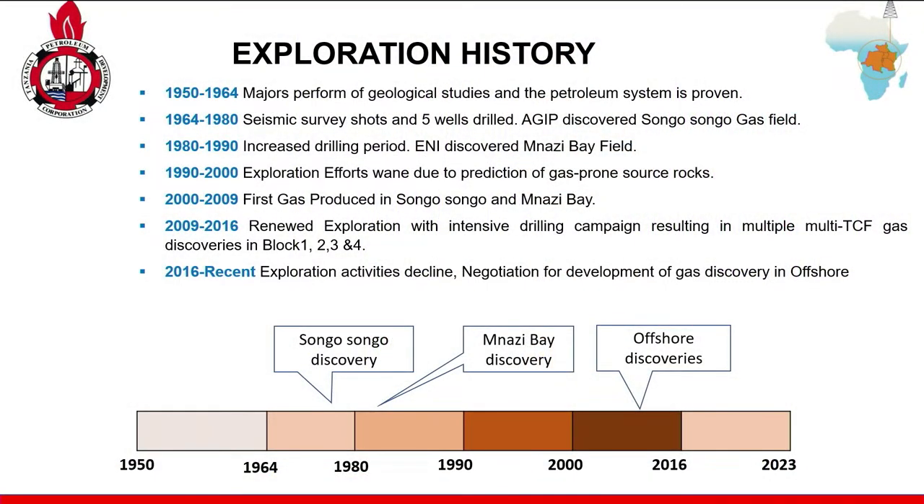So exploration history in Tanzania dates back to 1950, and at that time activities were mostly in coastal areas, and later some companies, BG and Shell, concentrated mainly on the coastal area and islands, that's Pemba and Unguja. But for our case now, because we are concentrating on the offshore part, exploration activity in offshore came around 2009 to 2016, where we had a lot of campaigns around 2010 to 2014 and discovered a lot of gas in Blocks 1, 2, and 4.